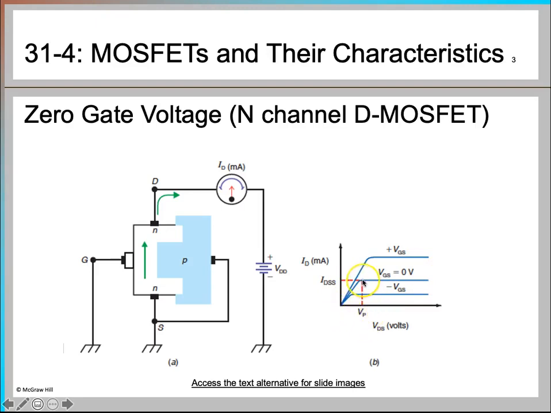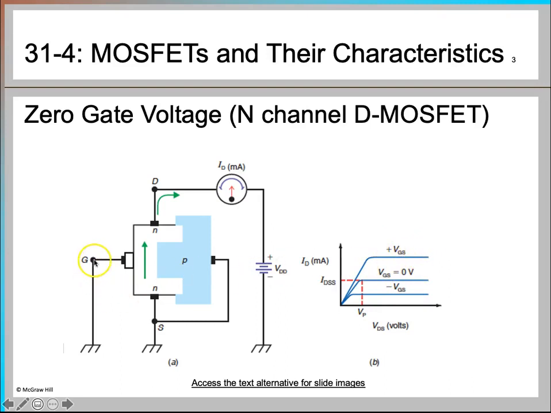And the drain current corresponding to this pinch off voltage is your IDSS, and IDSS is your drain current when your gate is shorted. Okay, so this IDSS corresponds to VGS equals zero. When VGS is equal to zero, whatever drain current you obtain is your IDSS. And you notice that we have two other voltages over here: first is negative VGS, and the second one is positive VGS.